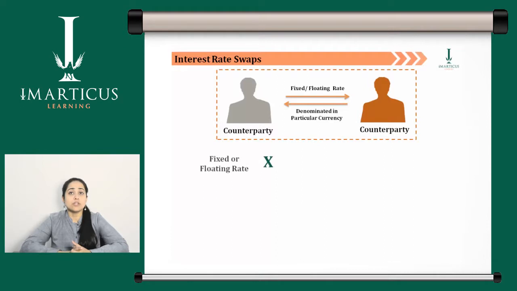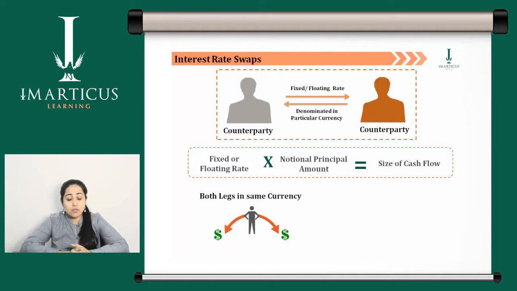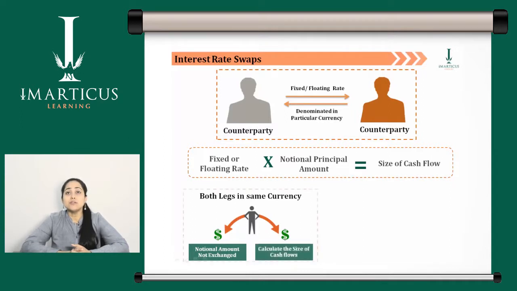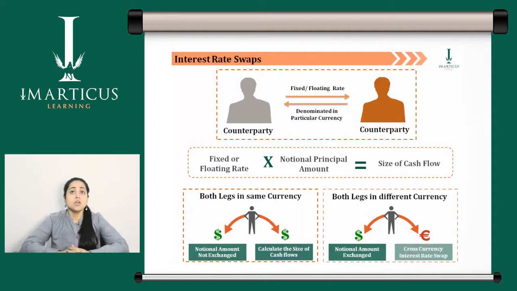The fixed or floating rate is multiplied by a notional principal amount to arrive at the size of the cash flow. When both legs are in the same currency, this notional amount is typically not exchanged between counterparties but is used only for calculating the size of cash flows to be exchanged. When the legs are in different currencies, the respective notional amounts are typically exchanged at the start and the end of the swap, which is called a cross-currency interest rate swap.